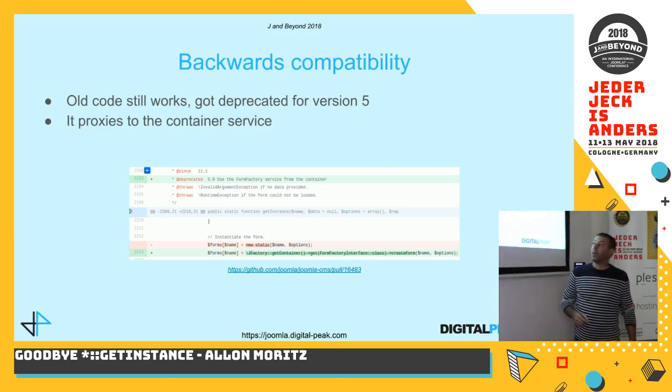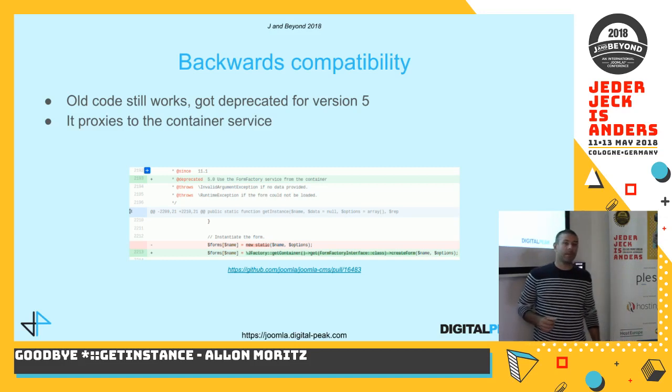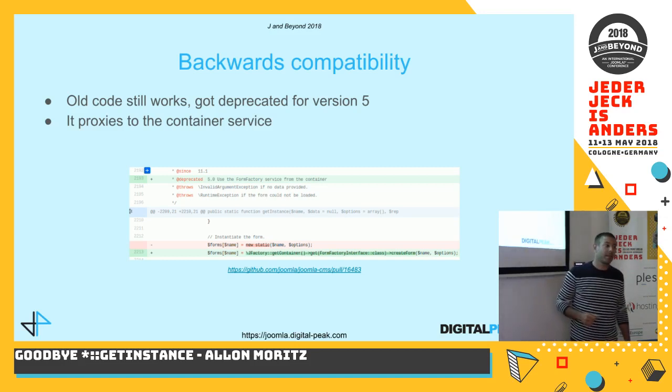This way of implementing backwards compatibility means that we are not breaking extensions. We are deprecating them. For every deprecated function, we added the deprecated annotation and a deprecation message saying what you should do instead of calling that function.